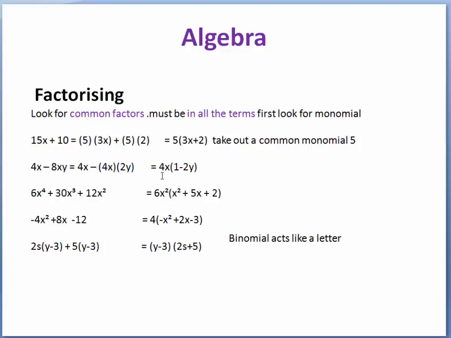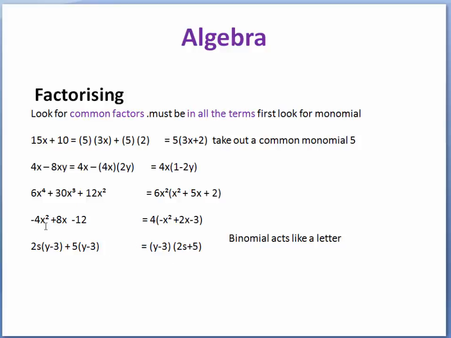Then, as we did here, what do we multiply by 6x squared to give us 6x to the power 4? Well, that's x squared. What do we multiply by 6x squared to give us 30x cubed? Well, that's 5x. What do we multiply by 6x squared to give us 12x squared? That's 2. So put that in brackets. If you want to double check that you've done it right, you can always multiply out the brackets with the rules we did earlier. Multiply out the brackets and you should get that and that as your answer.